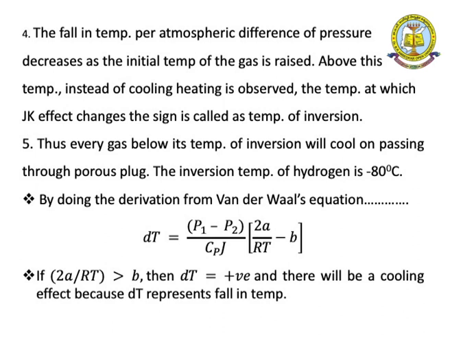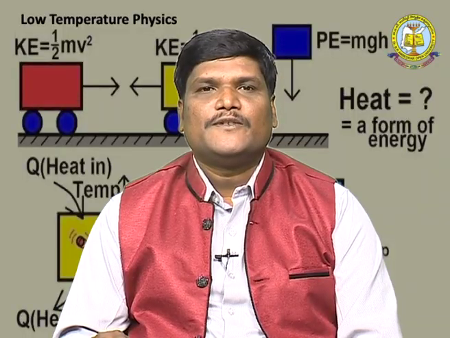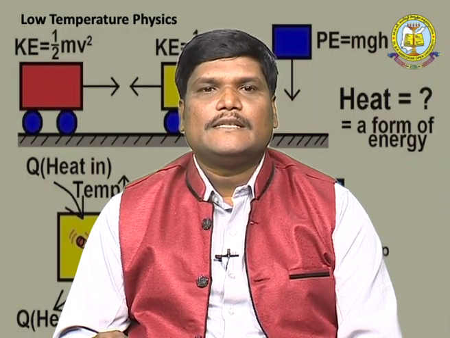raised. So, above this temperature, instead of cooling, heating is observed. The gas is not going to be cooled down here; the gas is going to be heated up. The temperature at which the Joule-Kelvin effect changes sign is called the temperature of inversion or inversion temperature. Thus, every gas below its temperature of inversion will cool on passing through the porous plug. The inversion temperature of hydrogen is minus 80 degrees centigrade.